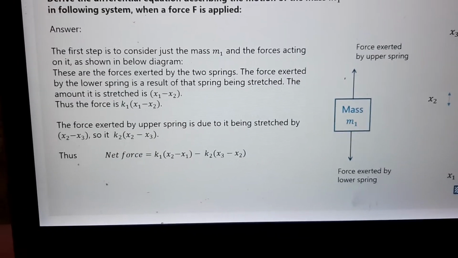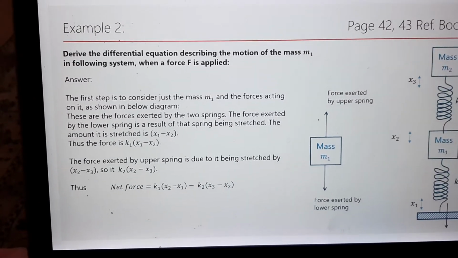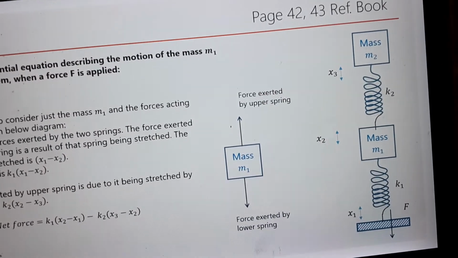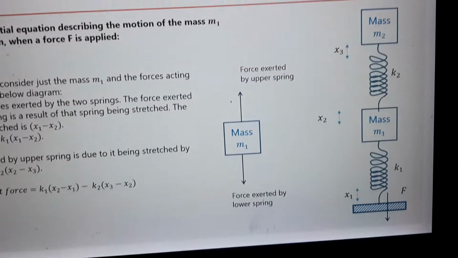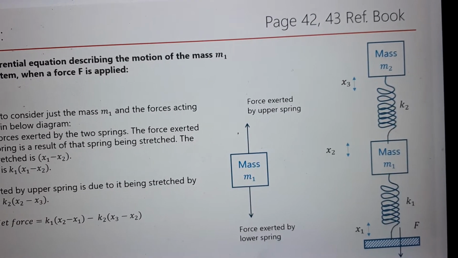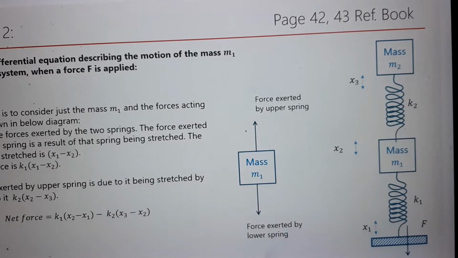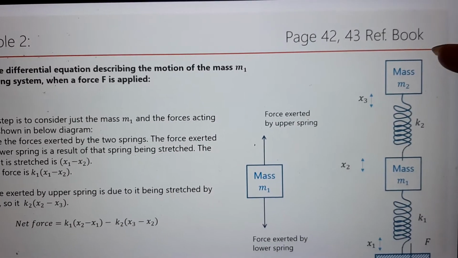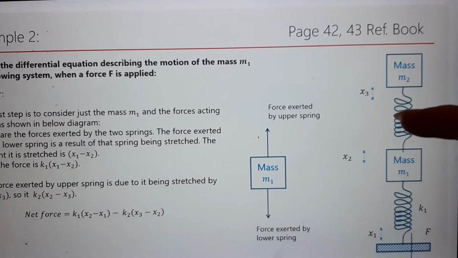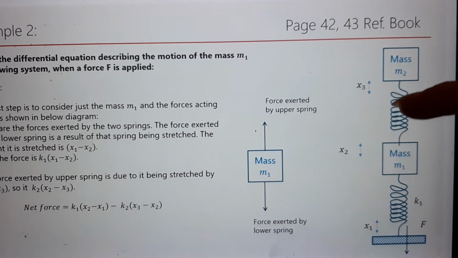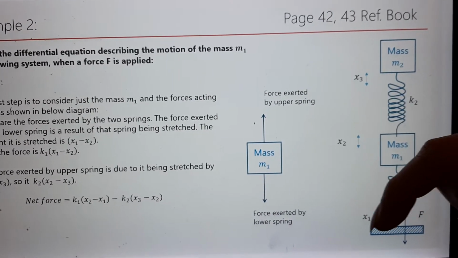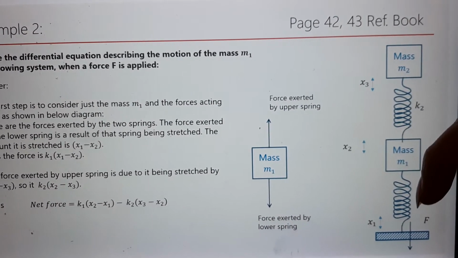Now, let's move to another example. In this example, I have the same two springs, but in this case, we have two masses, M1 and M2. The way that we are connecting them together is in a way that they are orthogonal to the ground. We assume this is the scenario here.